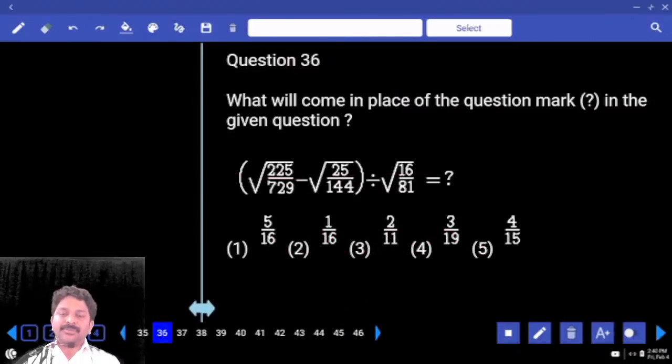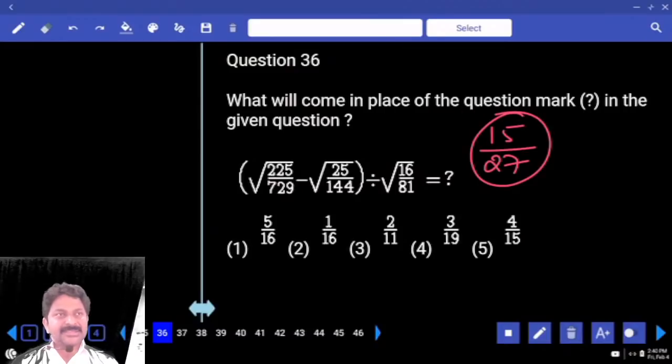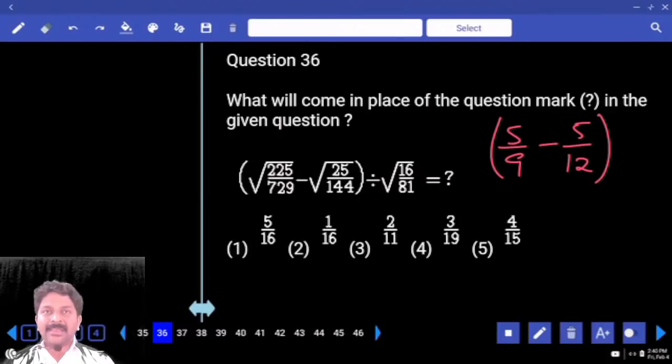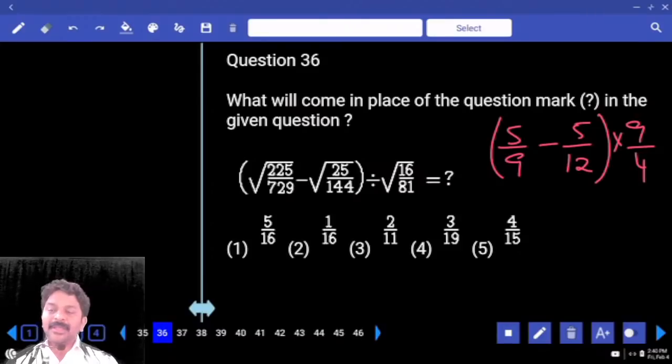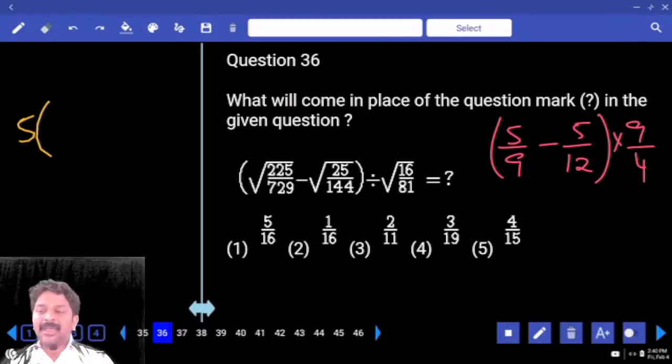Come on, under root of 225 by under root of 729. 20. Can you simplify this number? Yes. Cancellation with 3. 5 by 9. So let me write it as 5 by 9 minus 5 by 12. Okay. Divided by 4 by 9. That can be written as into 9 by 4. Correct? Number inside bracket, we can take 5 common. 1 by 9 minus 1 by 12.